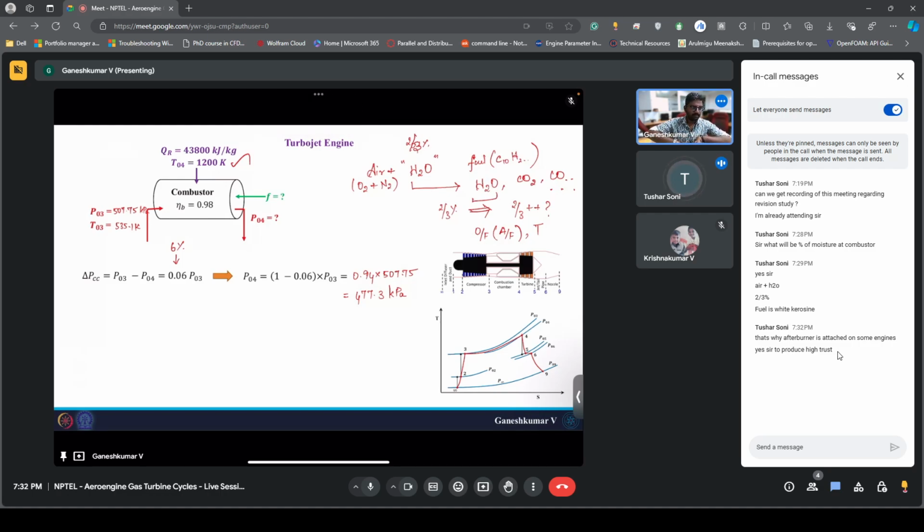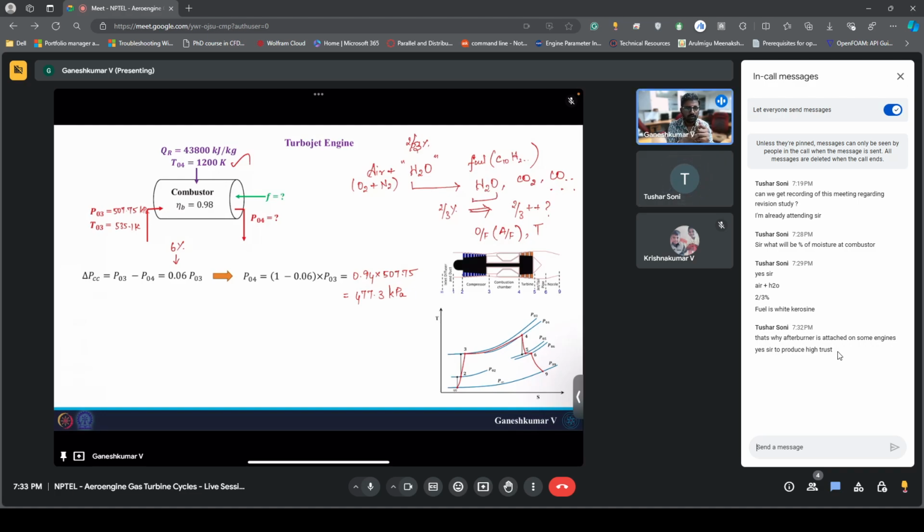Yes, sir, for producing high thrust, that's why it is required. Right. So it is just because of high thrust that we need the afterburner; moisture content is not really the reason. Okay, so moisture content we are fine with.